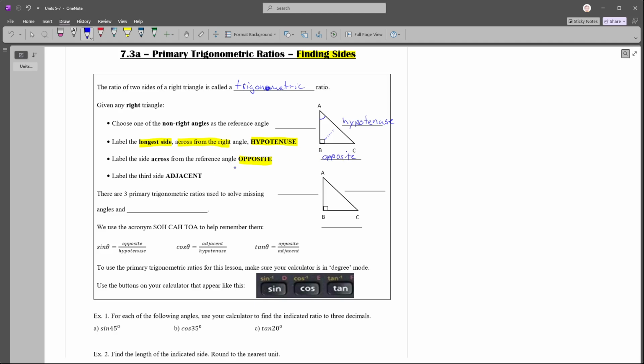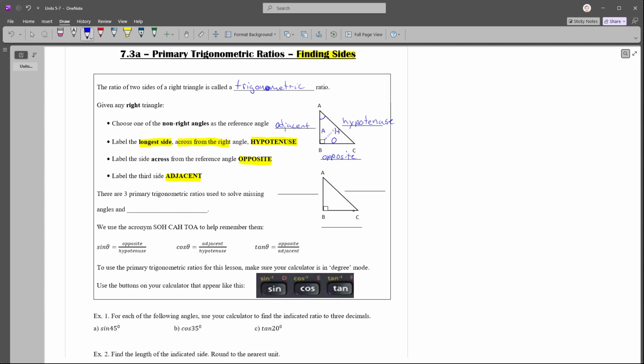Okay? And then finally, the third side is called the adjacent. Now, if you don't know what adjacent means, it simply means touching or beside. So it's the side that is touching the angle A, our reference angle. So this is our adjacent. Now, normally when we're labeling our triangle, we don't actually spell it out like this. Usually we'll just use a single letter to reference this. So I'll say, well, this is our hypotenuse, this is our opposite, and this is our adjacent.